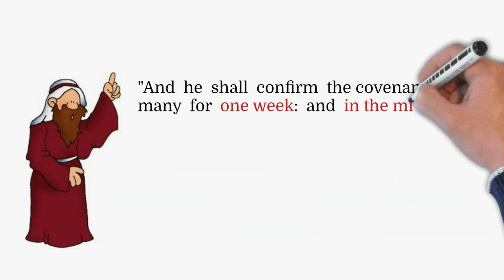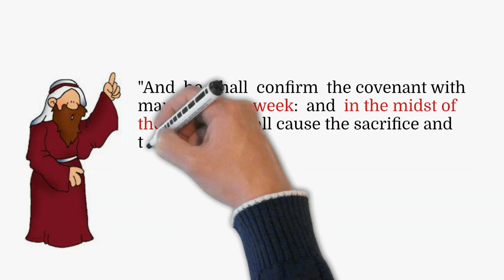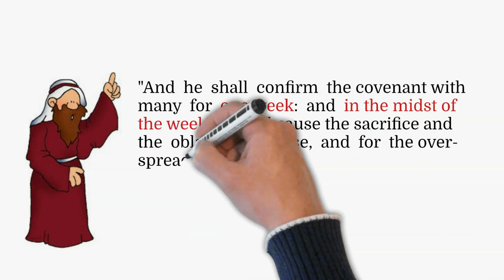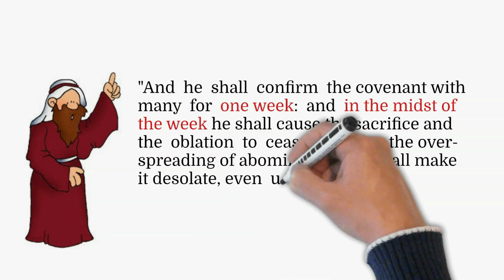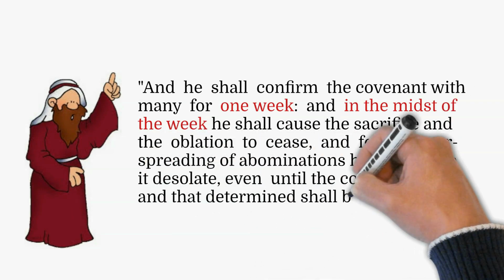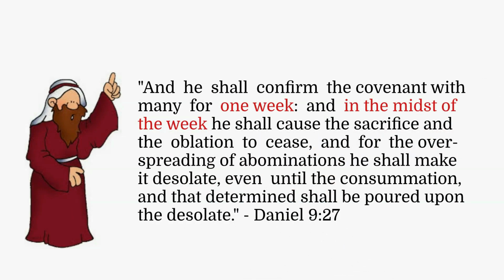Daniel spoke of a future world leader that will make a peace armistice with all the world leaders for a 7-year period. And he shall confirm the covenant with many for 1 week. And in the midst of the week he shall cause the sacrifice and the oblation to cease, and for the overspreading of abominations he shall make it desolate. Daniel chapter 9 verse 27.